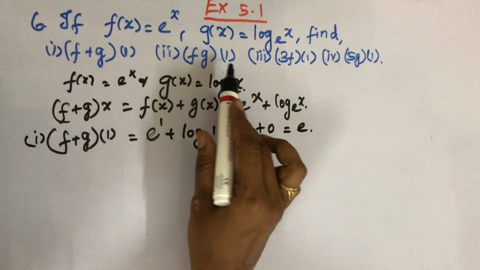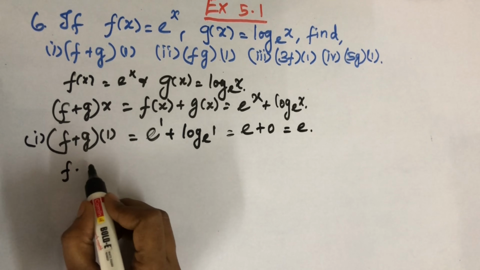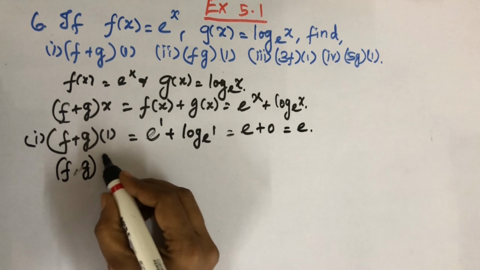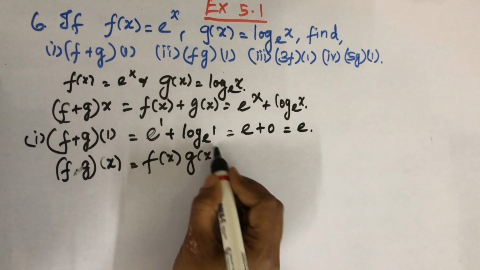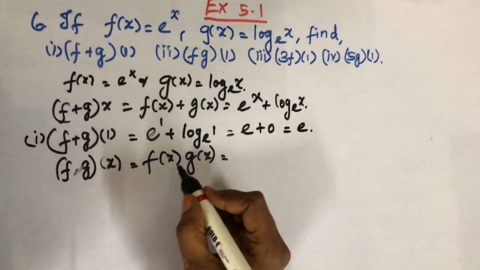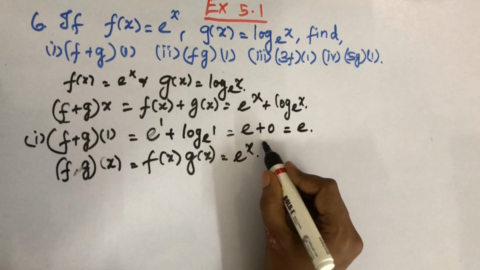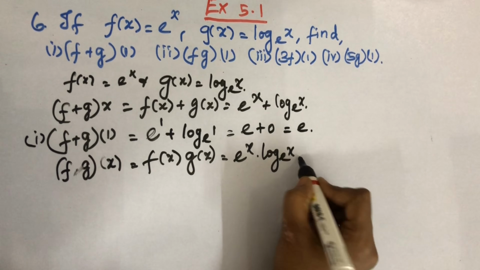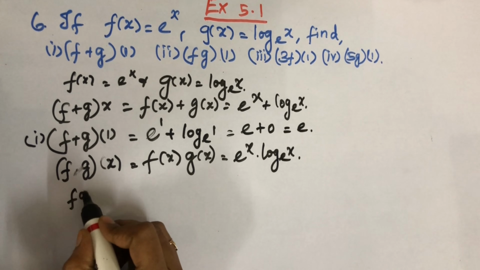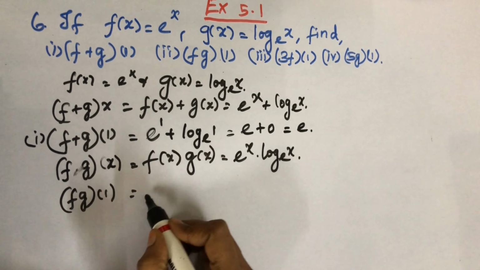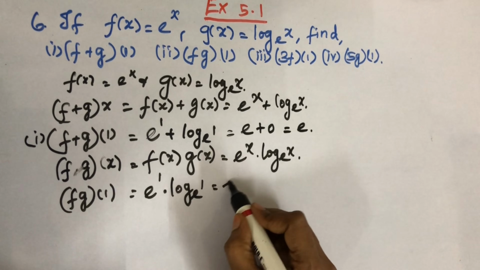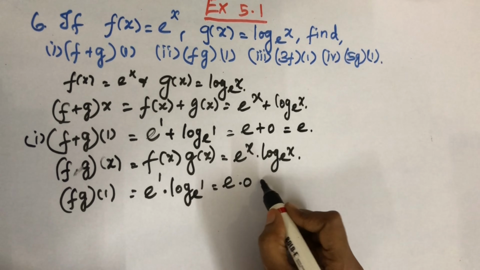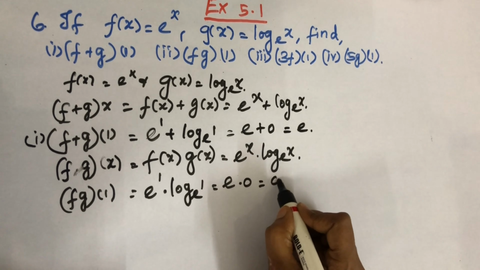Okay. Now, second one, the product. So, f into g, that is fg of x is equal to f of x into g of x. That is equal to e power x into log x to the base e. So, fg of 1 is equal to e power 1 into log 1 to the base e. E power 1 is e, log 1 is 0. E into 0, that is 0. So, second one, fg of 1 is equal to 0.